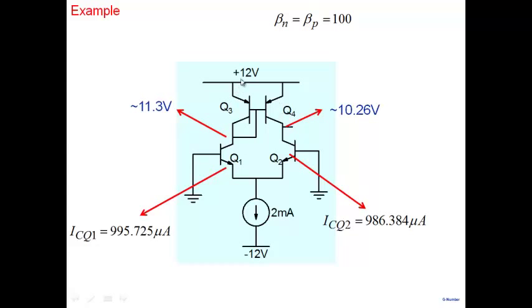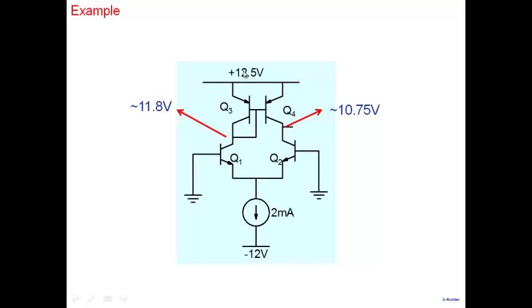Let me just change the supply voltage just to show you sensitivity. Suppose I change the supply voltage to 12.5. Well, the voltages do change, but both are again biased in active mode. So a 0.5 volt change in supply voltage, all that it did was I had 10.26 here and 10.75 here. So it basically changed by 0.5 volts. Whatever is the change in supply voltage here, almost the same change is appearing over here. But the transistors remain in forward active mode. So we have a reasonably stable bias point here. Both the transistors Q3 and Q4 are biased in forward active mode.